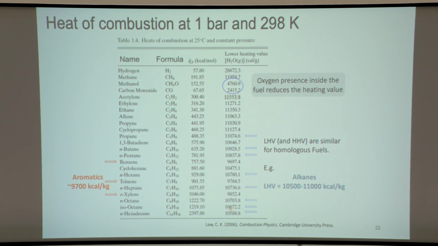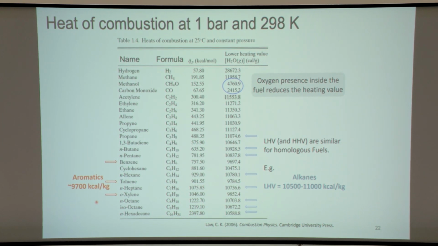So if we're talking best fuels, alkanes are very good, anywhere from 10,500 to 11,000 kilocalories per gram. Aromatics are a bit lower, about 10% lower in terms of their energy density or their heat of combustion. And hydrogen is the best.